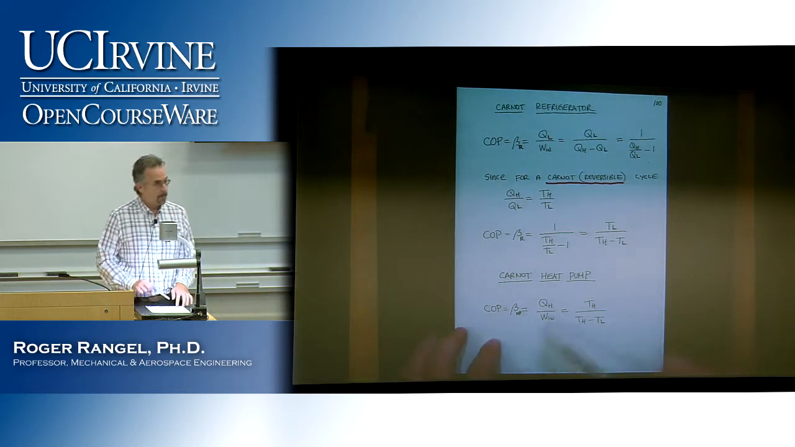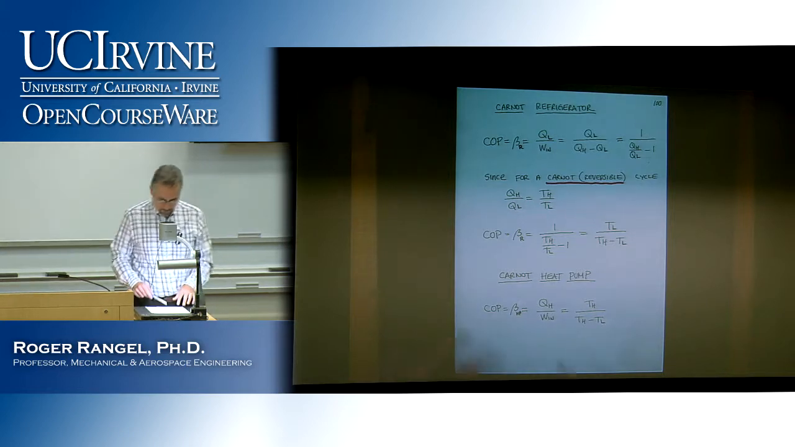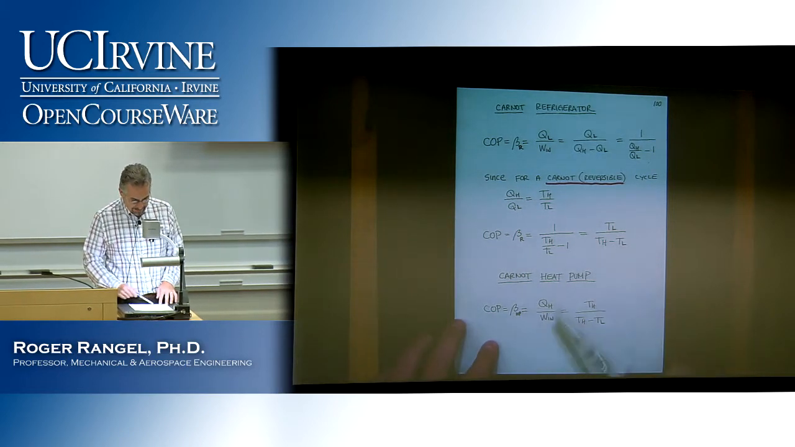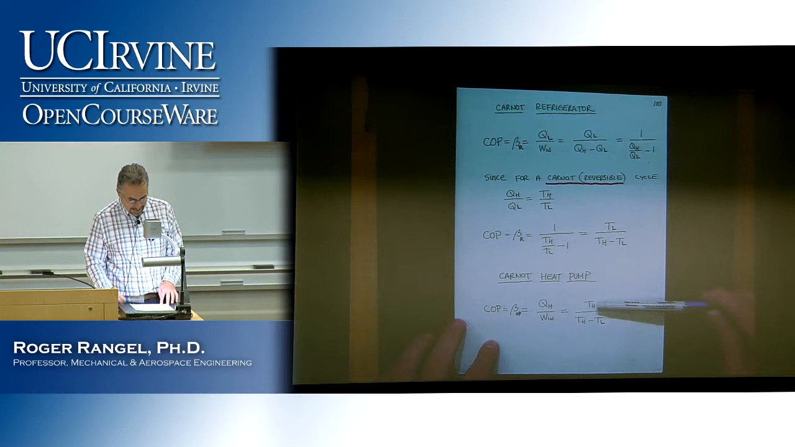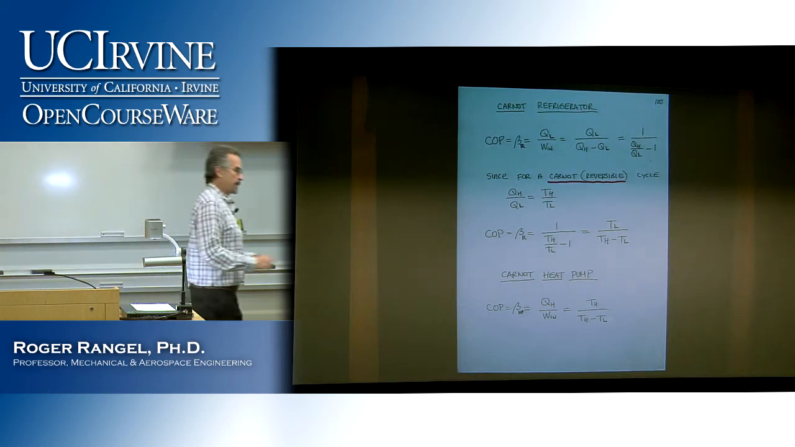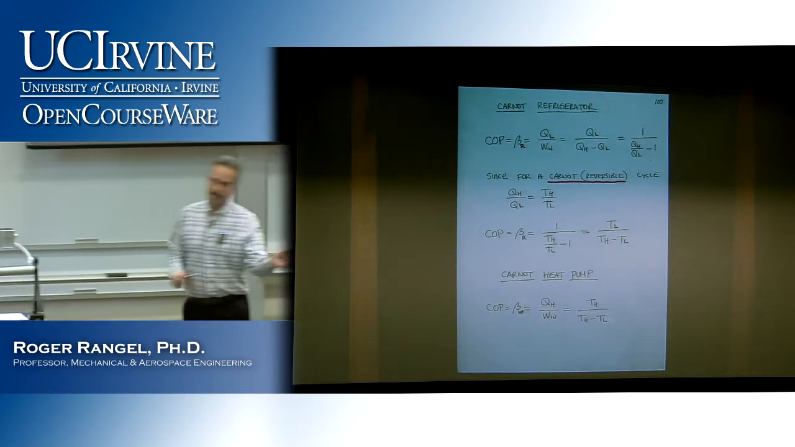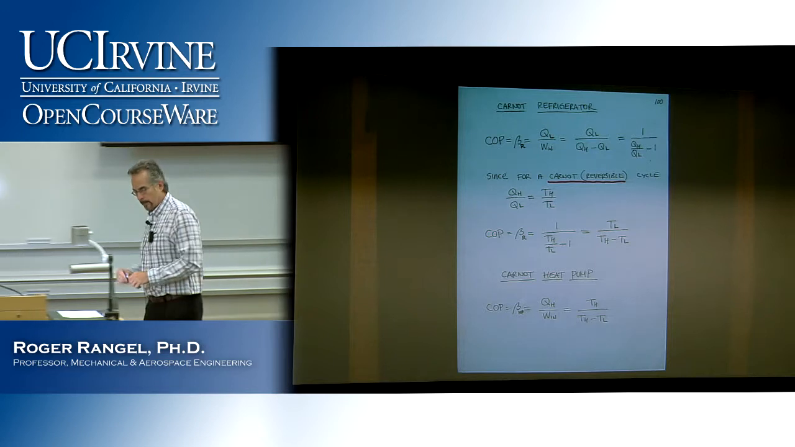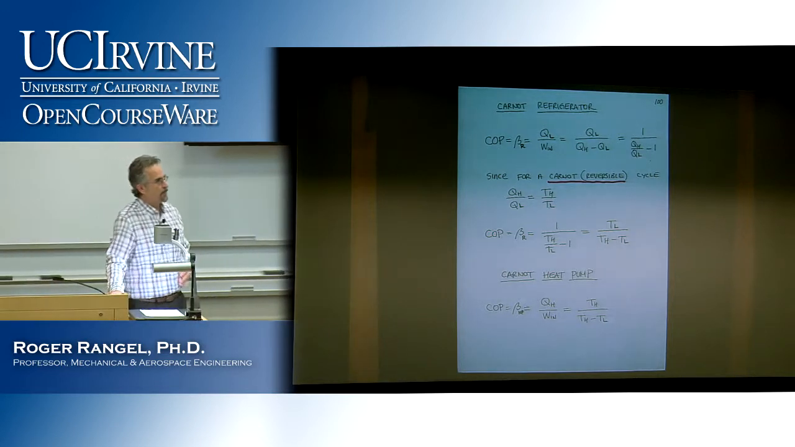But there's always the W sub N. So of course the only thing that varies at the end is that for the heat pump it'll be T sub H over T sub H minus T sub L instead of T sub L over T sub H minus T sub L. That's the only difference, because one deals with the high temperature and the other one deals with the low temperature reservoir.